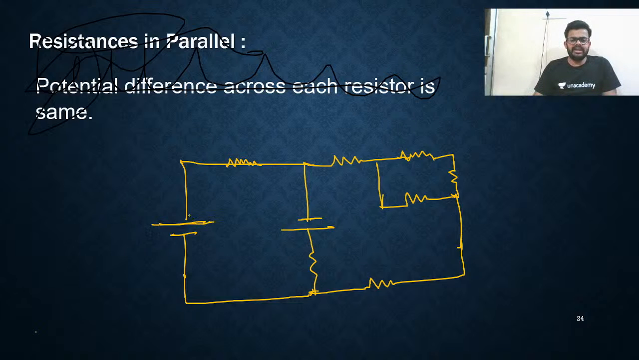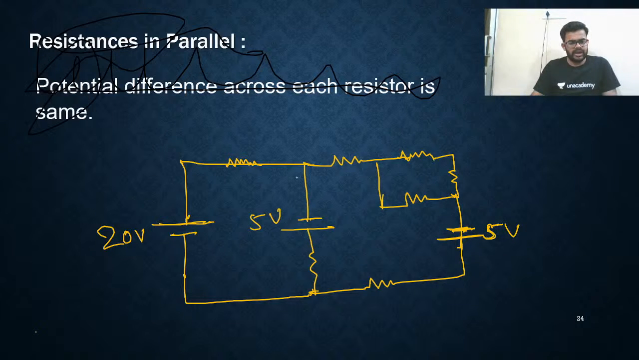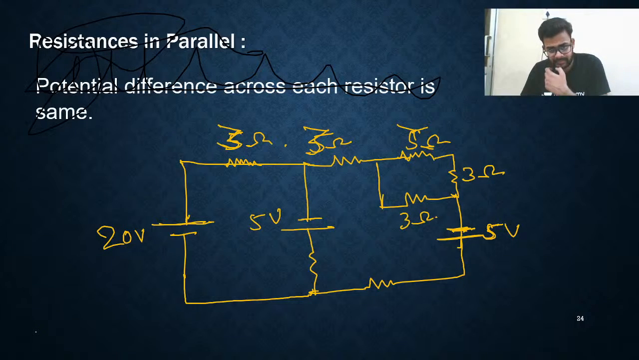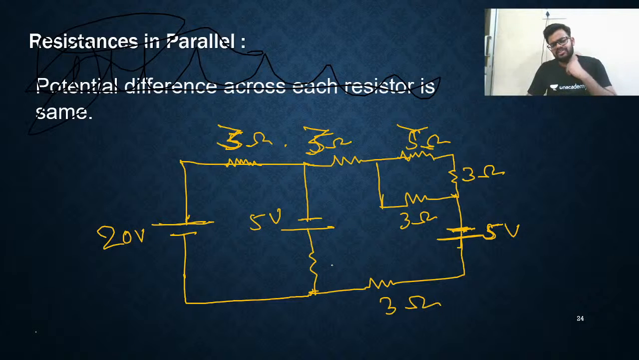Now I am saying, let's say this cell is of 20 volt, this one is of 5 volt, and let me add one more cell here. It will be better. This is of 5 volt. Now I am giving 5, 5. Let me write here 3. This is also 3 ohm. All resistances are of 3 ohm.